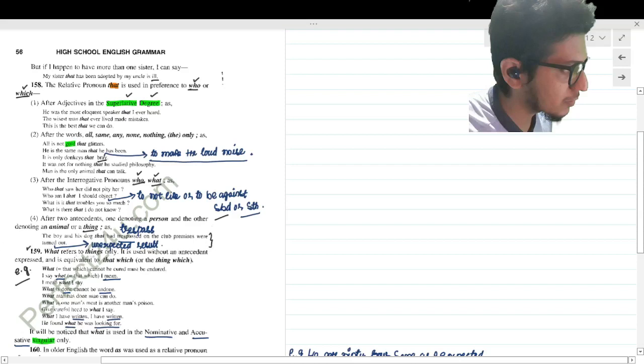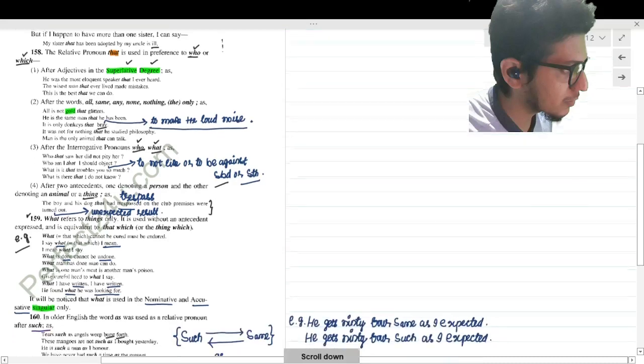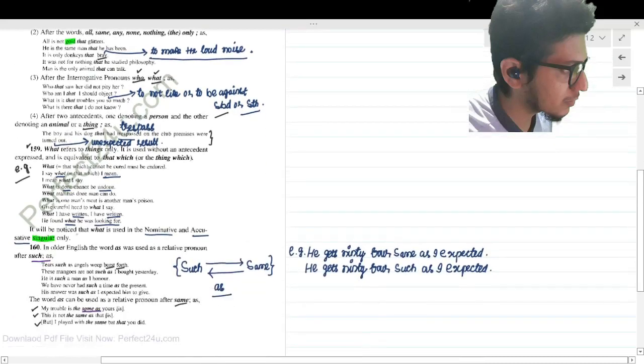What refers to things only. It is used without an antecedent expressed and is equivalent to that which or the things which. I say what I mean. I mean what I say. What is done cannot be undone. He found what he was looking for. It will be noticed that what is used in the nominative and accusative singular only.